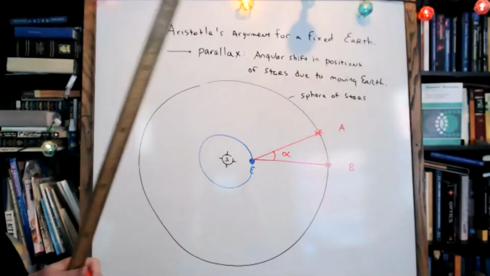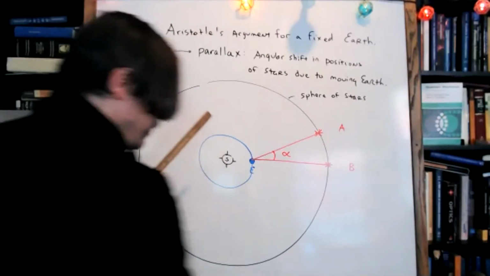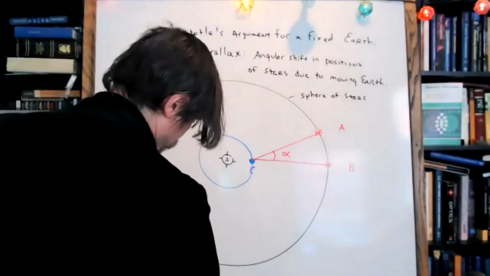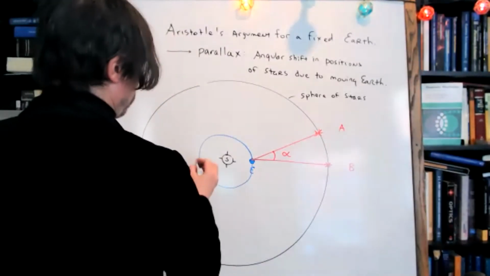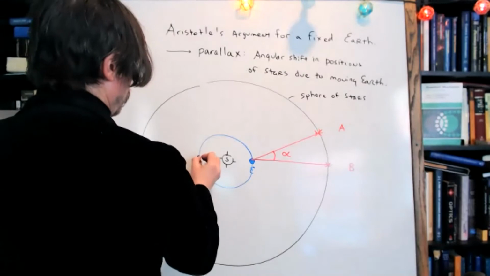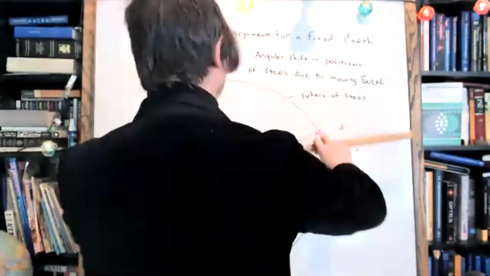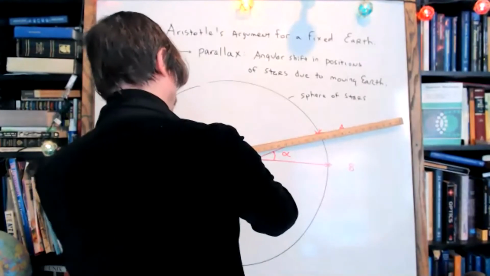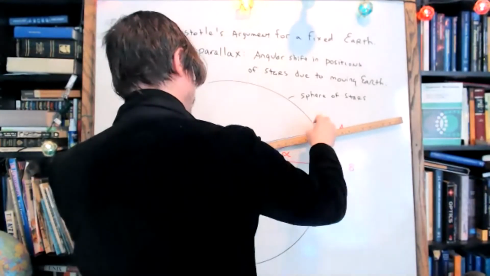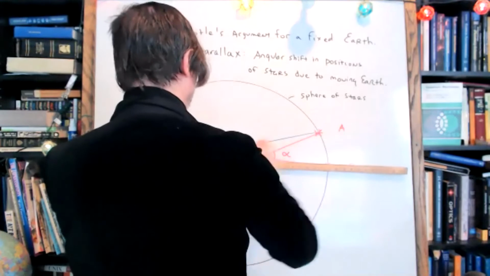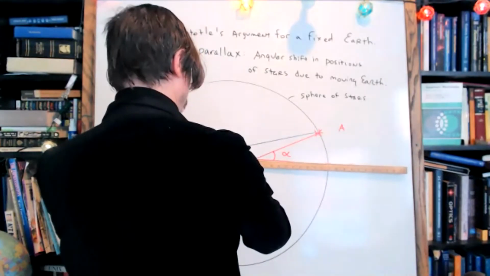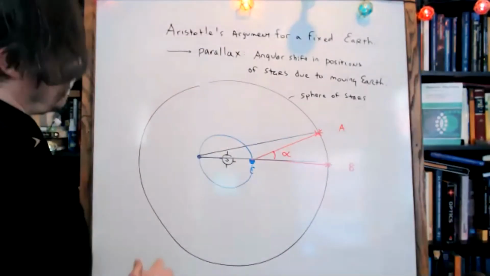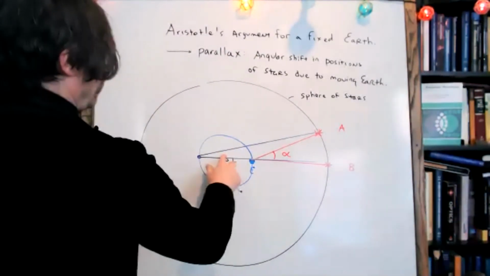Now, when Earth goes to the other side of the sun, they're going to make a very different angle. I'll do that one in purple. Six months later, Earth will be farther from the two stars. And now the angle looks like this. Let's call that angle beta.